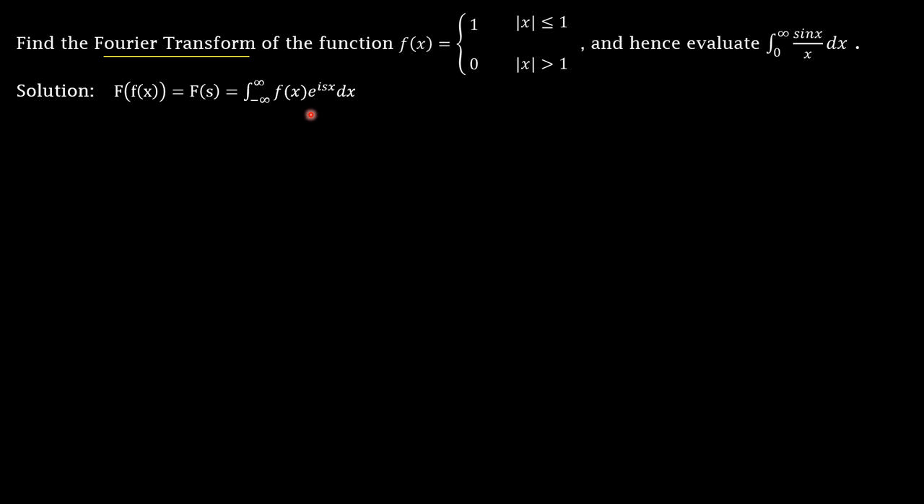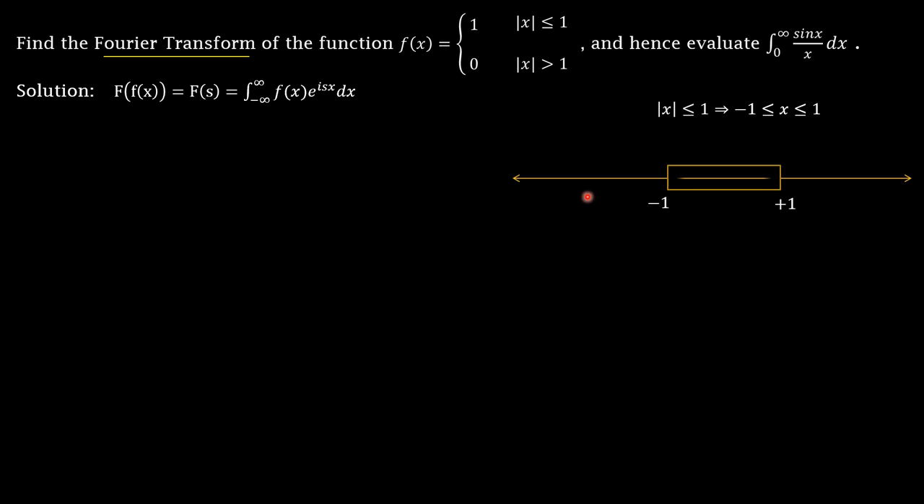Let me first analyze the function f of x over here. f of x is given as 1 for mod x less than or equal to 1. What is the meaning of mod x less than or equal to 1? For all mod x less than or equal to 1 implies your x is varying from minus 1 to 1. However, the given function f of x is defined on the whole real line, but in the interval minus 1 to 1, the function takes the value 1. Outside this interval, the function value is 0.